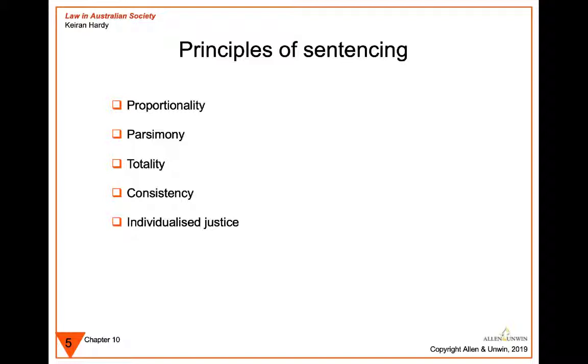The principles of sentencing relate to how a person should be sentenced for a crime. Proportionality means that the punishment should fit the crime. Parsimony means that the punishment should be the least severe necessary. Totality means that when a person is charged with multiple offences, the overall punishment fits the crimes. Consistency means that people should be sentenced in similar ways for similar crimes. And individualised justice means that judges should take into account the individual's personal circumstances.